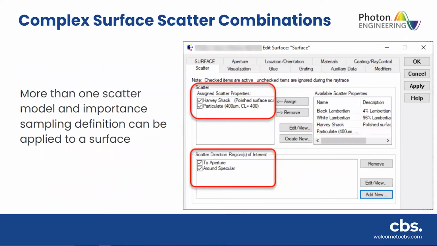But the other feature that makes Fred quite suitable for Straylight is the fact that we can mix and match scatter functions and importance sampling definitions. We can have more than one scatter model and more than one importance sampling definition applied to a surface. This screenshot has a Harvey-Shack model for a polished surface, but also has a particulate Mie scatter model applied as well for particles of a 400 micron size. And then in terms of directions to scatter to, we can pick different directions as well and encourage light to go in places which are interesting for us.